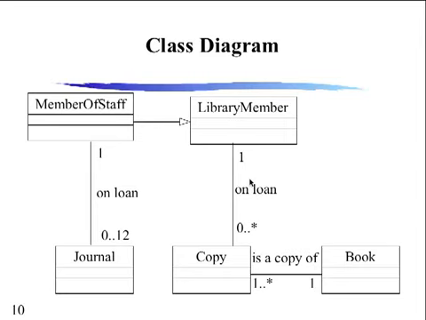In this particular example, we have a member of the staff that works with the library member, is a member of the staff. And we have a journal, a copy, a book. A copy is a copy of a book. And it looks like an entity relationship diagram. It looks like an object diagram. Looks like a class diagram. It's actually all three. But there's different levels of detail.